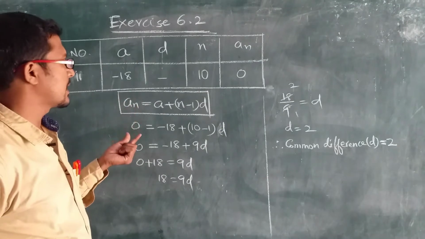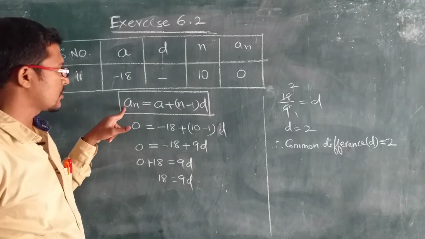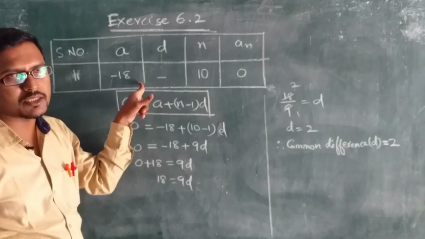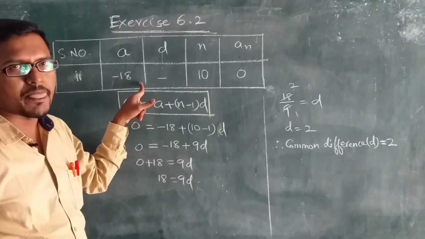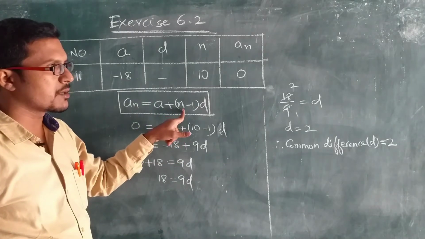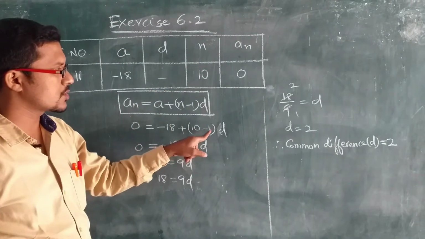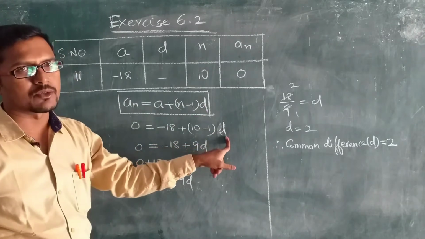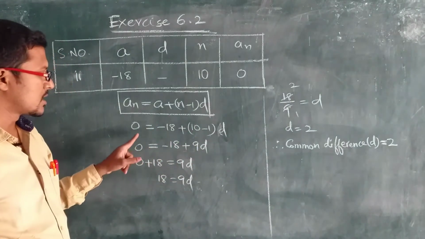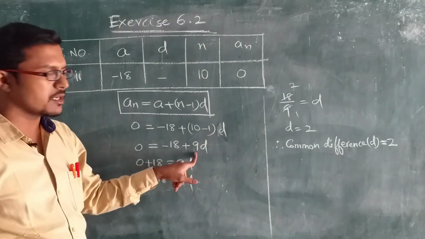So what are the terms given here? We know that AN is 0. Let us substitute 0 in the place of AN, is equals to A. A is minus 18. Let us observe these things, we may get confused at the signs, so write carefully: minus 18 plus N. Which term do we have to find? The nth term, that is 10. So 10 minus 1, and D we have to find, so we simply write D here. Then 0 is equals to minus 18 plus 10 minus 1, that is 9, into D.